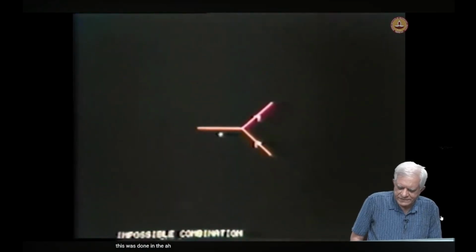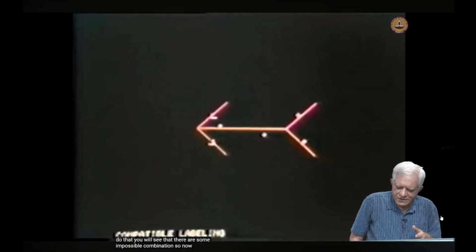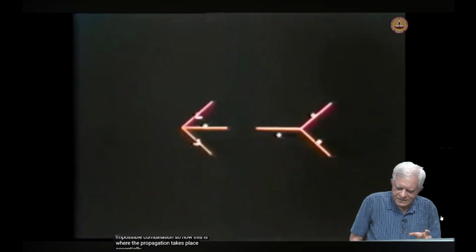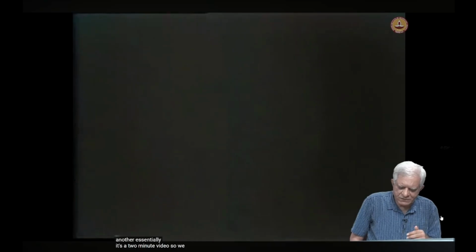This was done in the 70s and the 80s. So here, you can read some text at the bottom, and you will see that there are some impossible combinations. So now this is where the propagation takes place essentially, from one vertex to another. It's a 2-minute video, so we'll just watch it through.